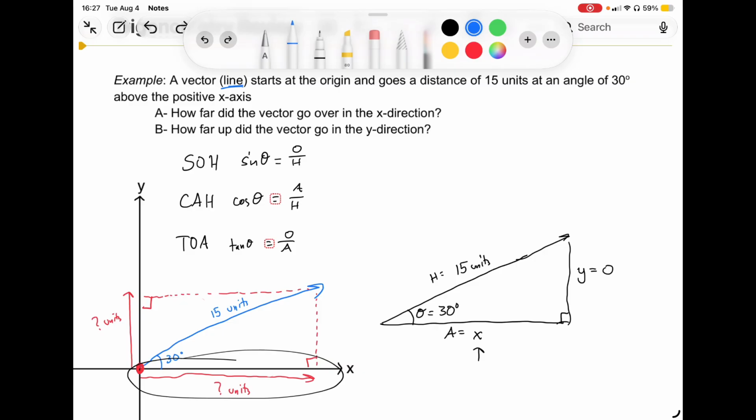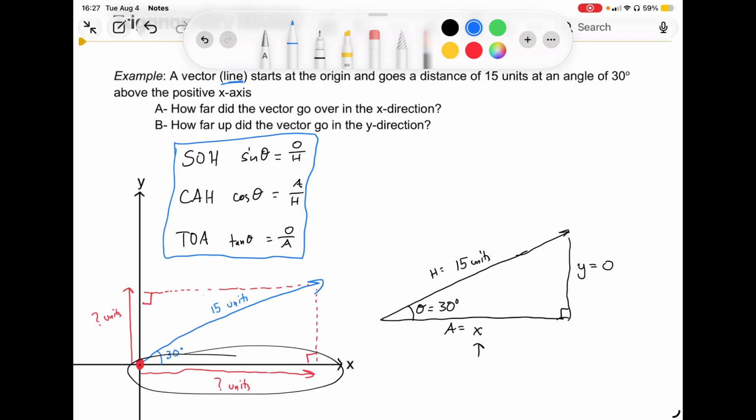Now, in order to figure out that side, we're going to need to use our SOHCAHTOA, right? So we've got our theta. We know theta equals 30 degrees. And we have our hypotenuse, right? We know that our H equals 15 units. I'm not going to write the units there. It's just the number 15. Good.